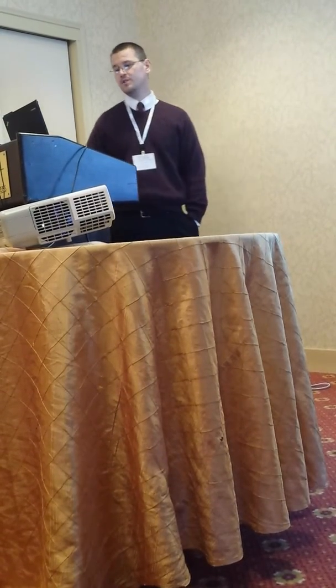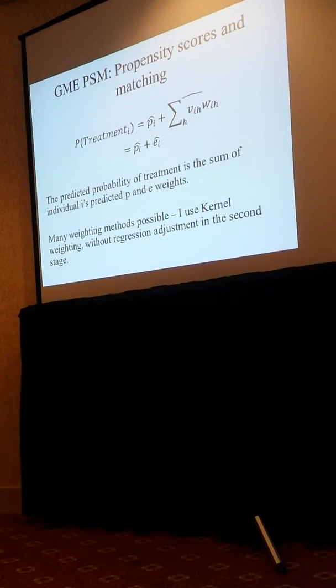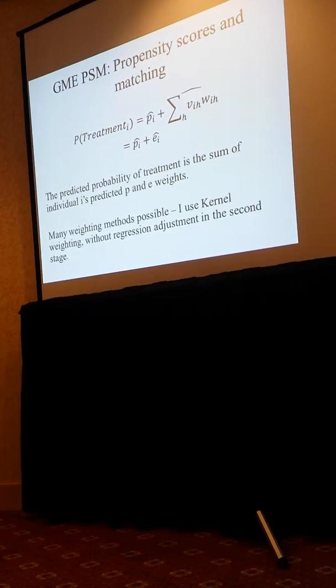So then with propensity score matching, of course, I want to take probability of treatment out of this. And so it's just the expected probability of treatment from that model. That's fairly straightforward. The predicted probability of treatment is the sum of the individualized predicted P's and the E weights. So E is just the support, the B's times the W's that Paul showed you.